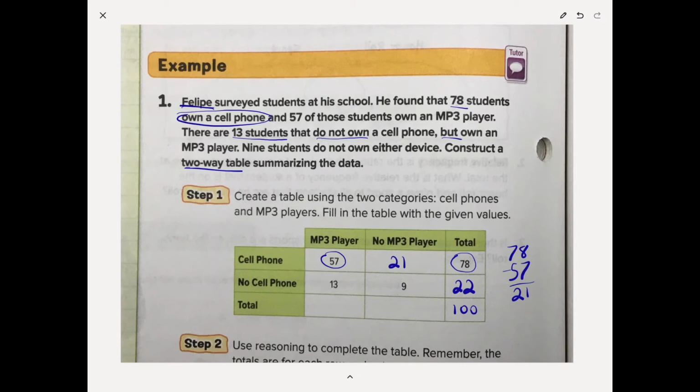We should also finish our columns. These are columns that go up and down. Rows go across, rows and columns. 21 and 9 gets us to 30. 57 and 13 is 70. 70 and 30 also gets us to 100. So we know we've done it right if everything adds up. And that's our two-way table.